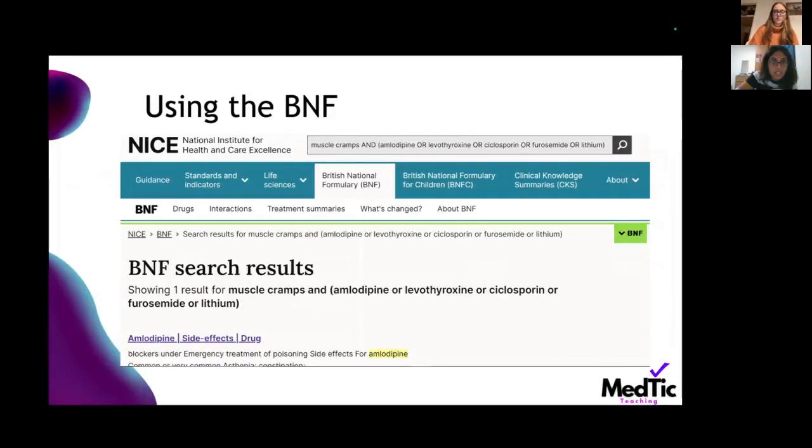I would also do an extra double check, because you don't want to lose points. Just click on the drug when that comes up, and make sure that it is under the correct section that you're looking for, so that it is under side effects and not under indication or something.